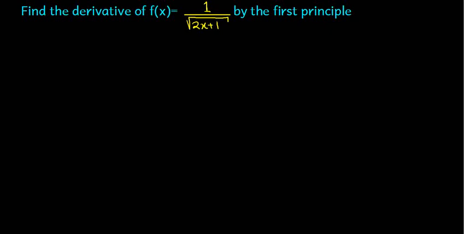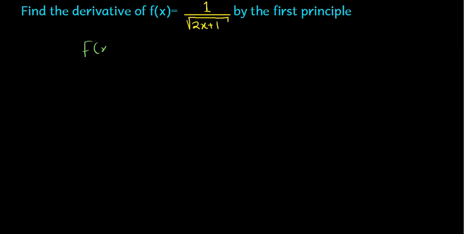Find the derivative of f(x) = 1 divided by the square root of 2x + 1 by the first principle. Now, the first principle, of course, we know it is f'(x) equals the limit as h approaches 0 of (f(x + h) - f(x)) divided by h.